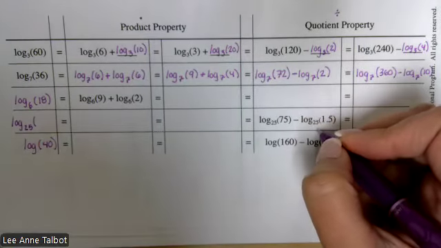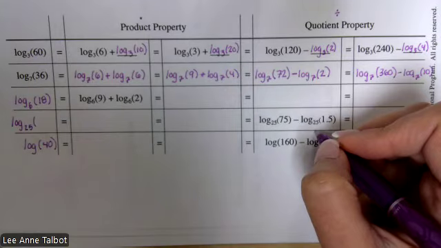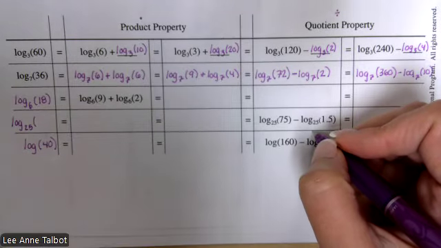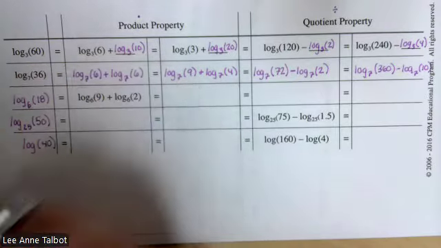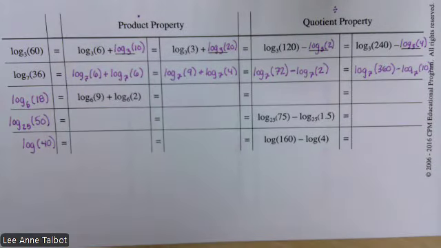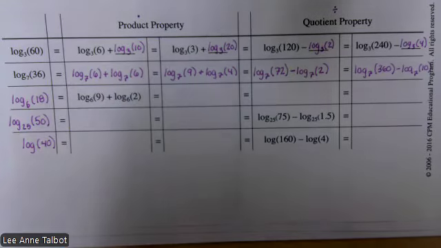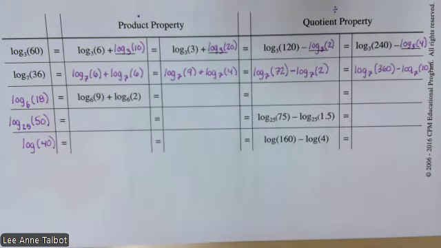What's 75 divided by 1.5? I mean, 50? Yeah. Okay. Once you guys fill this in the rest of the way, whatever your adventure is, you're done. And the homework is a worksheet in the packet. The front is all chapter 5 stuff, and the back is the expand and condense.